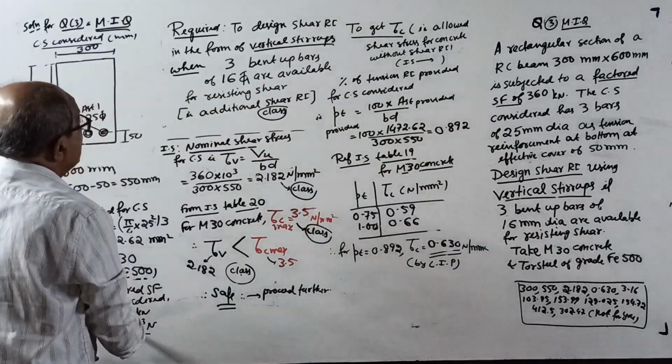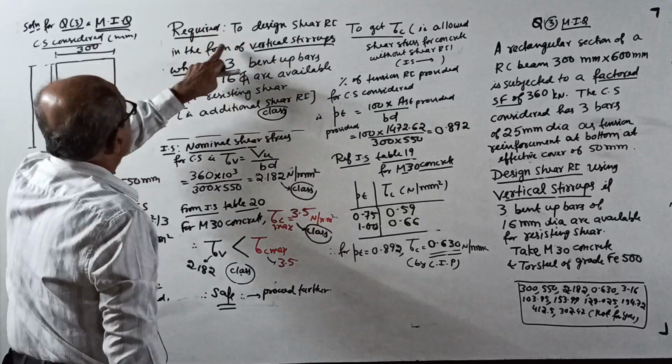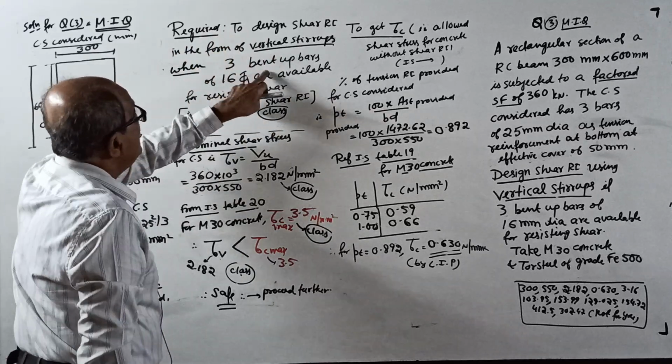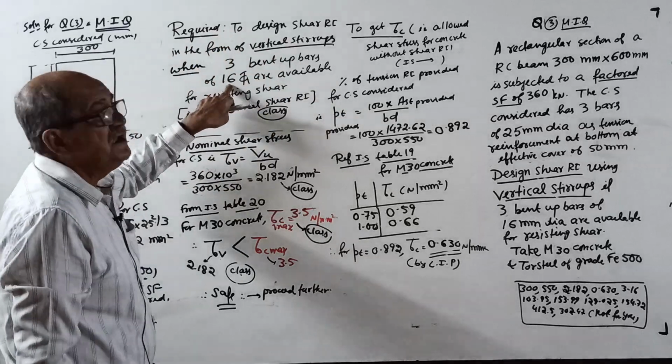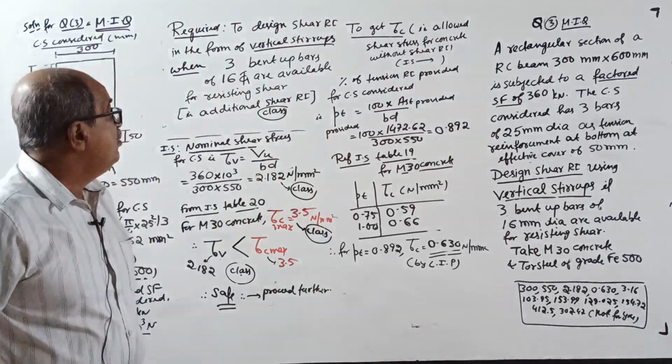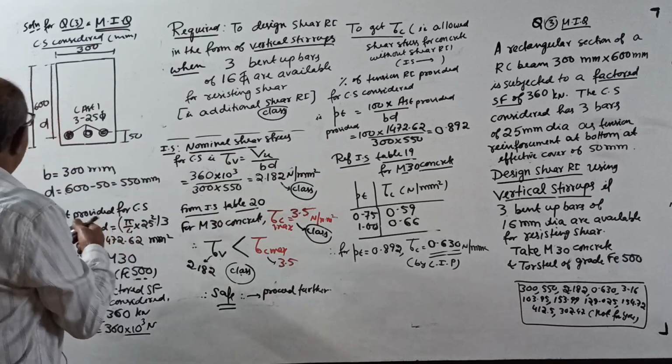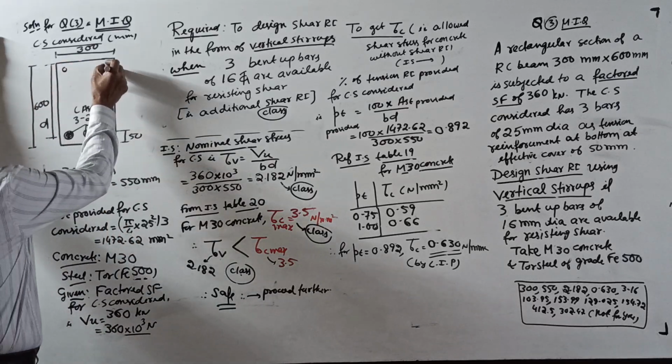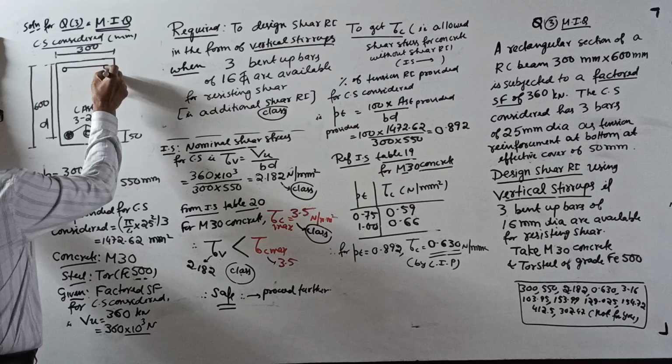M30, Fe500. Required to design shear reinforcement in the form of vertical stirrups when 3 bent up bars of 16 torque. Now, how are those bars available, where are those bars here? See, one minute now. I will show some stirrup here just to understand. Vertical stirrup.